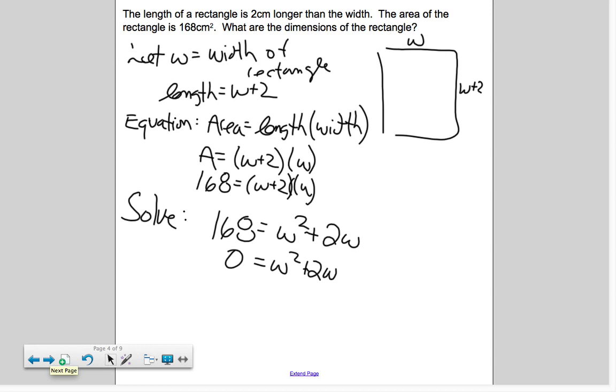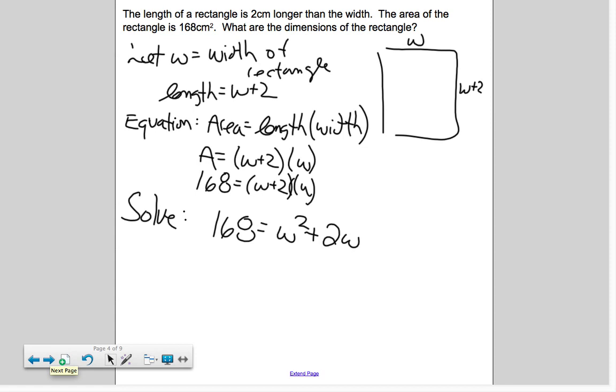Actually, you know what? I'm looking at this. I don't like it. We could do this. So I could subtract 168 from both sides. But you know what I'm going to try to do? Is W squared a perfect square? Yes. So I'm going to try to complete the square instead. I'm going to solve this by completing the square.